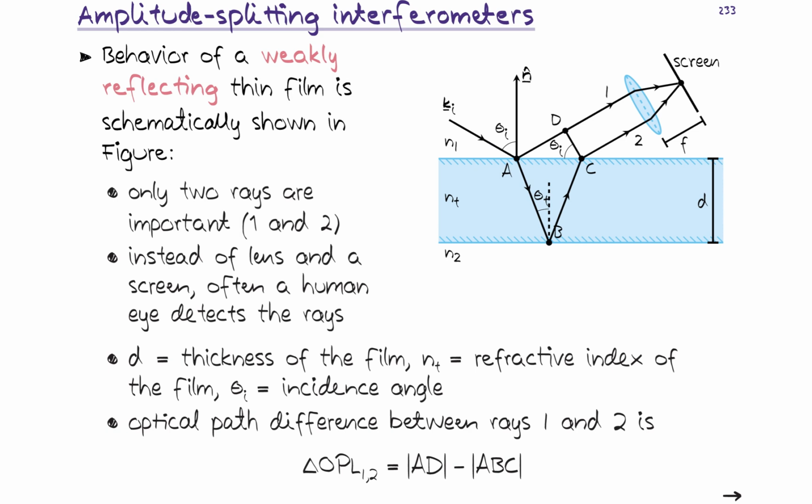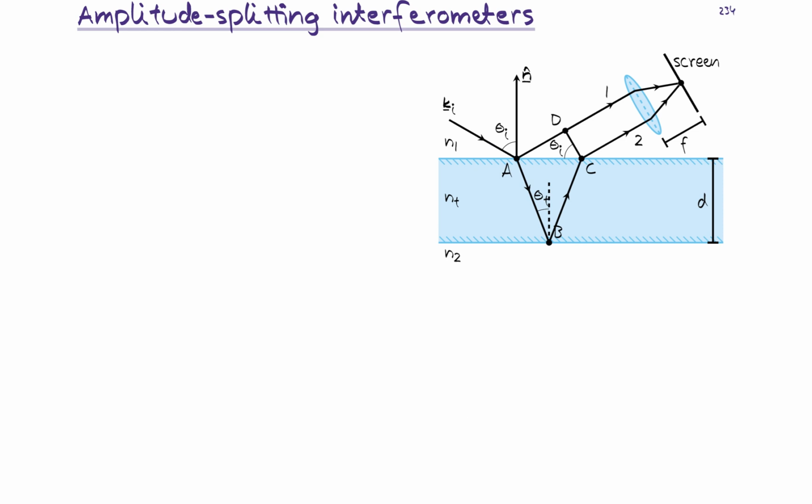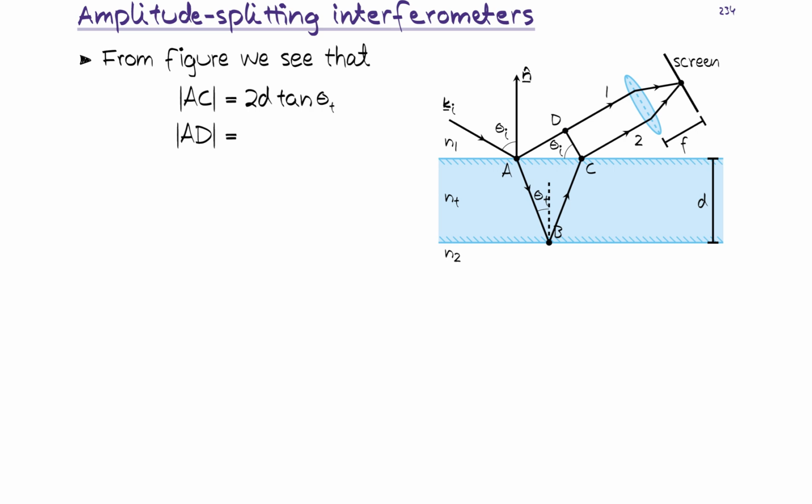And we can now just proceed in calculating these things. What is the optical path length difference? From the figure, we can easily see that the AC distance is essentially 2 times d, the thickness of the thin film, times the tangent of theta_t. We can easily see this to be true from the figure. And similarly, the AD is the AC times sine of theta_i. So looking at this triangle here, it's the hypotenuse AC, and then we take the sine of theta_i, so that we have the AD.